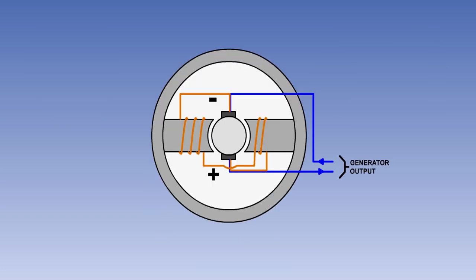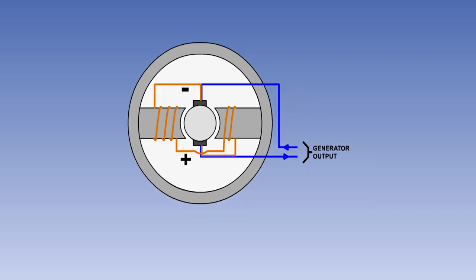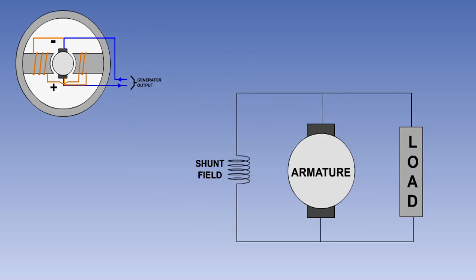A shunt-wound DC generator has its field winding connected in parallel with the armature. The term shunt is often used in the electrical world to mean in parallel with. Diagrammatically, the electrical circuit will look like this.